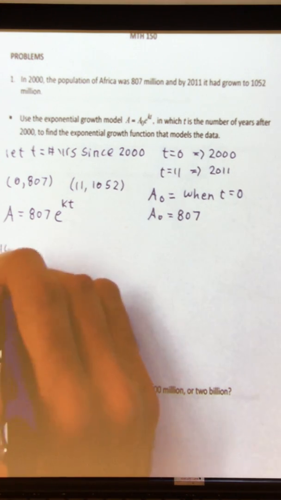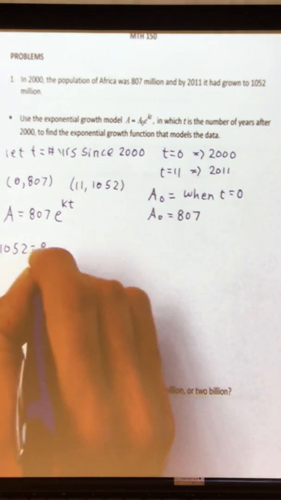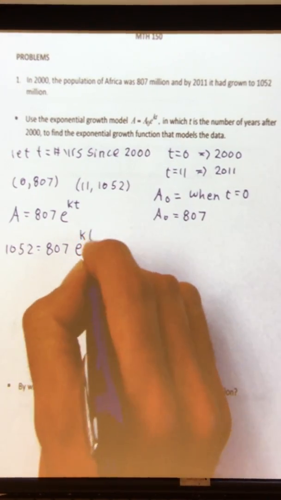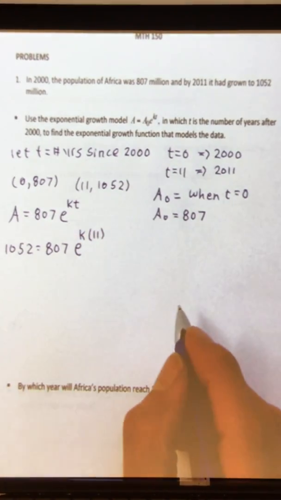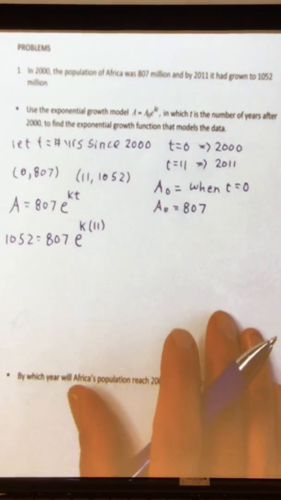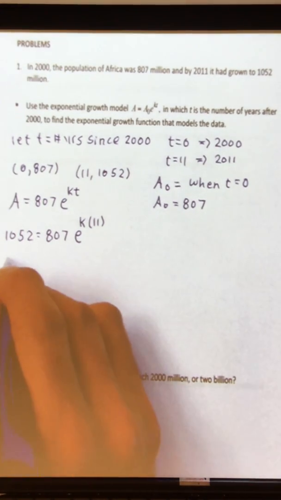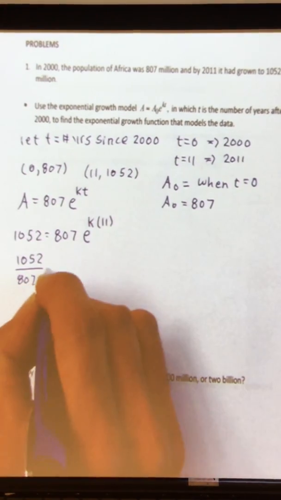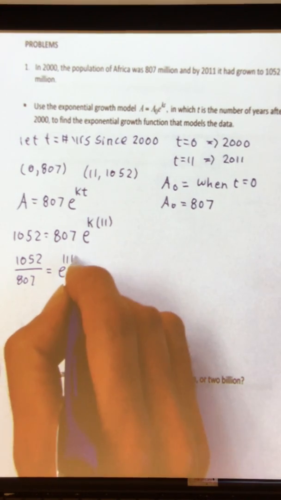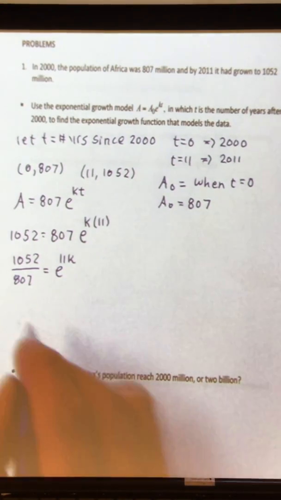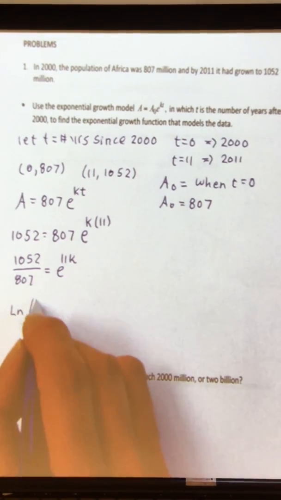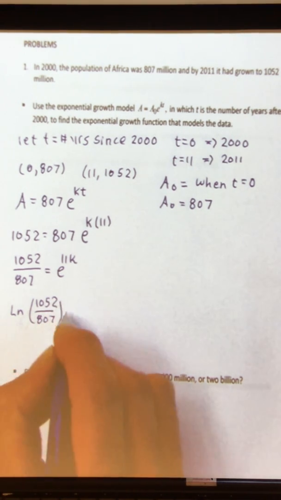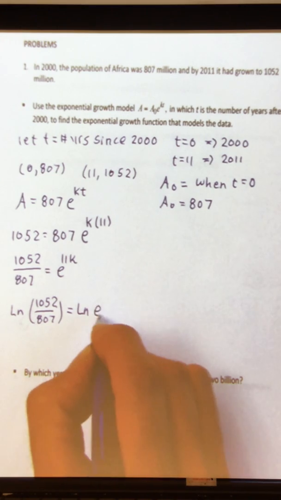So 1052 is the population, equals 807 e to the k we have to find, and t is 11 years later. So we'll find k by using logarithms. First divide by 807. 1052 divided by 807 is equal to e to the 11k. Now we'll take natural logs of both sides. Natural log of 1052 divided by 807 is equal to the natural log of e to the 11k.